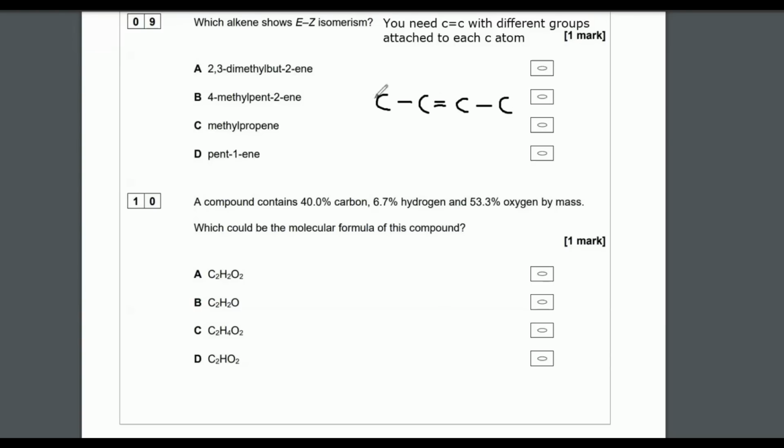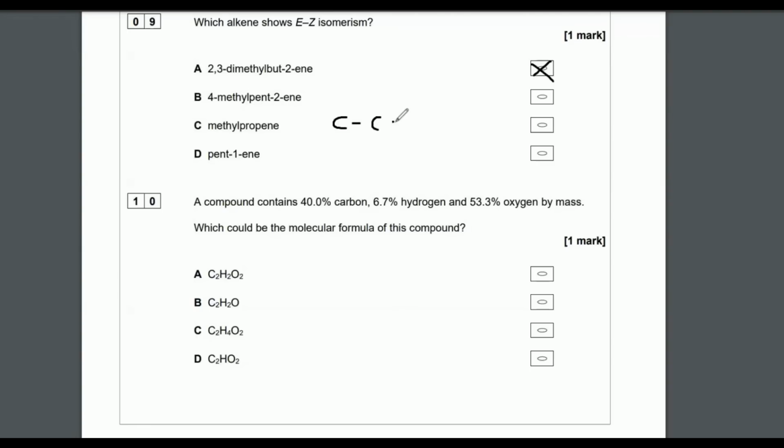We've got the 2-ene, the double bond on the second carbon. Now we're going to put a methyl on the second and a methyl on the third. Another methyl on the same carbon, so this can't be, and another methyl on the right-hand carbon of the double bond. So they've got identical groups on the carbon atoms. They cannot do EZ isomerism.